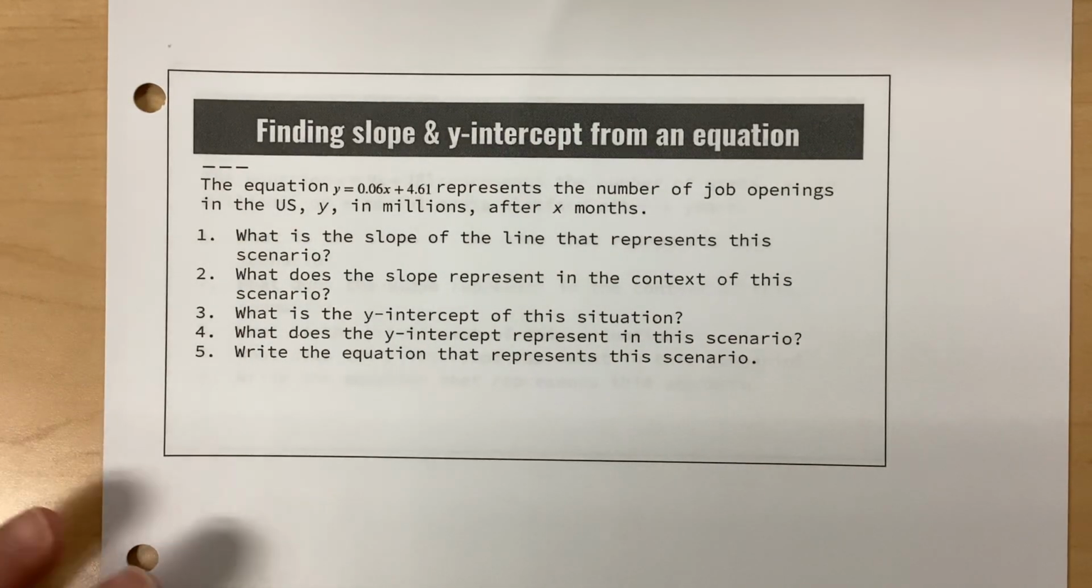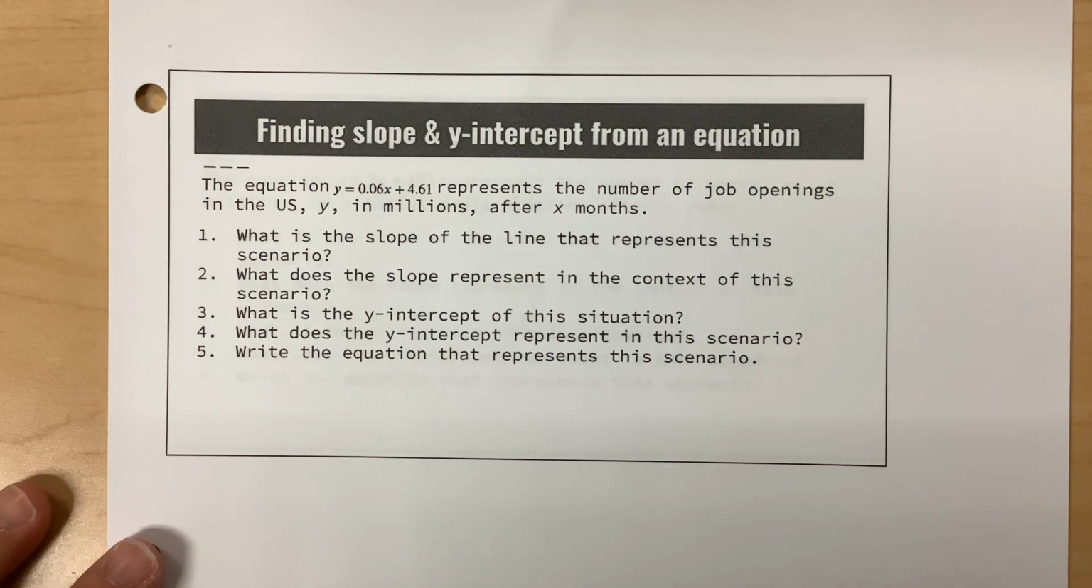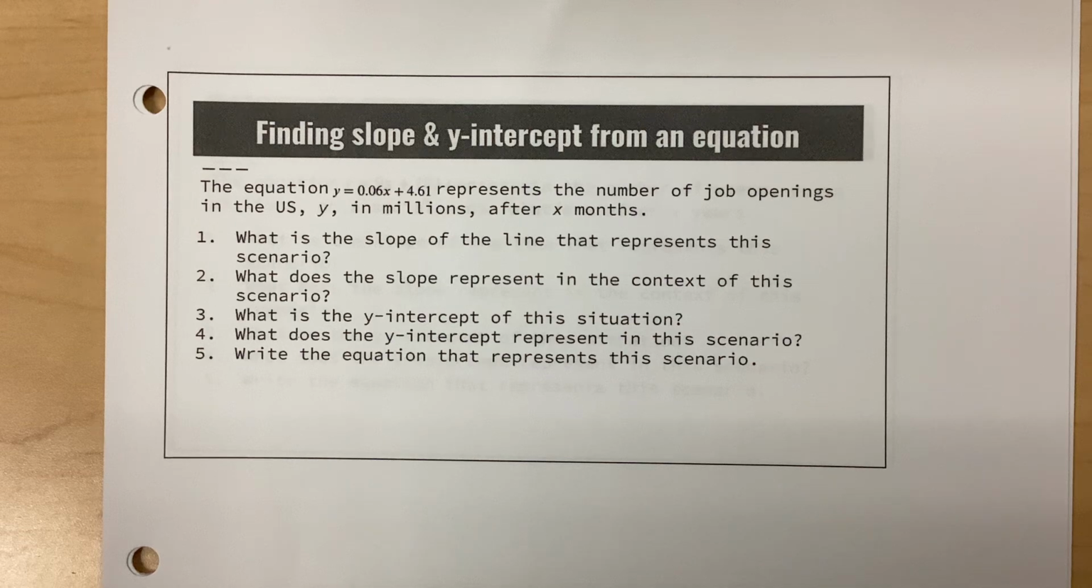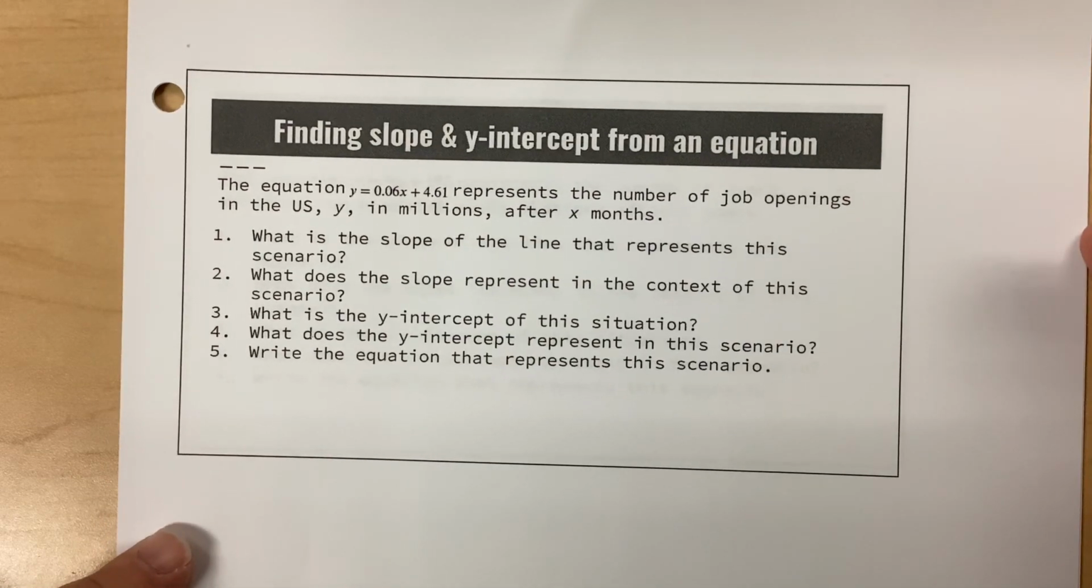It says the equation y equals 0.06x plus 4.61 represents the number of job openings in the US, which is y, in millions after x months. All right, so number one wants to know what the slope of the line that represents this scenario.